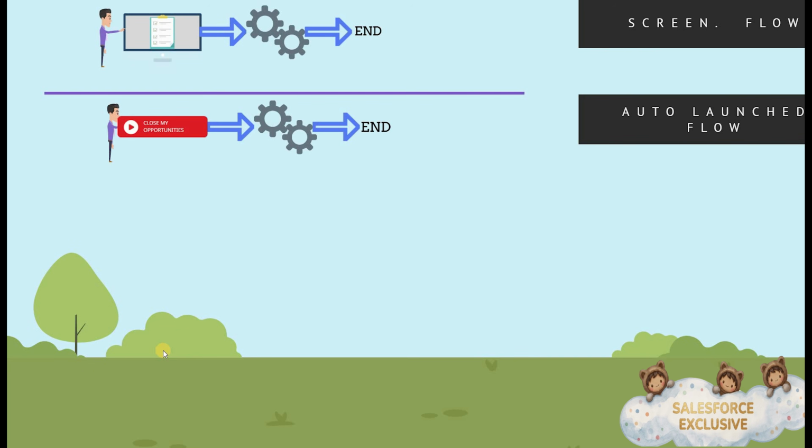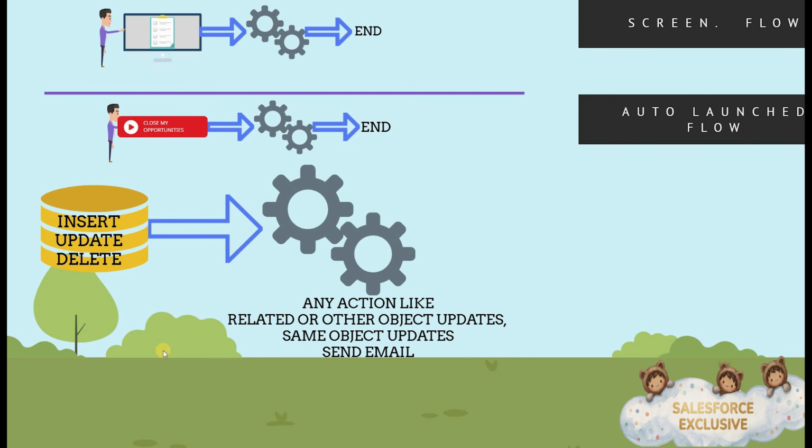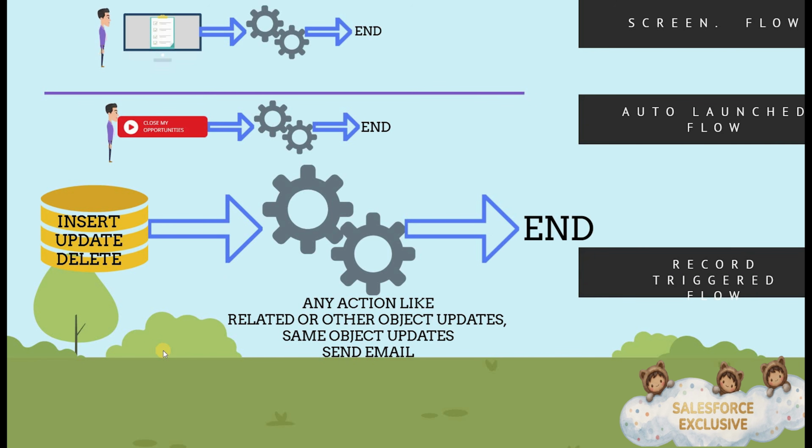So as you know, screen flow can be called from a screen, and Autolaunched flow can be called from a button, or it could be from a different place. But when it comes to record triggered flow, whenever you insert, update or delete a particular record, you can have any process to happen, any logic to get called. That's what is called record triggered flow.